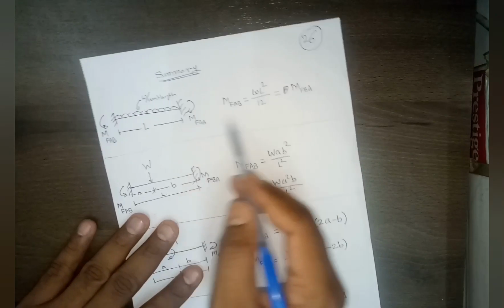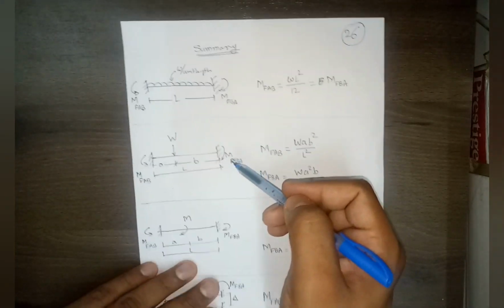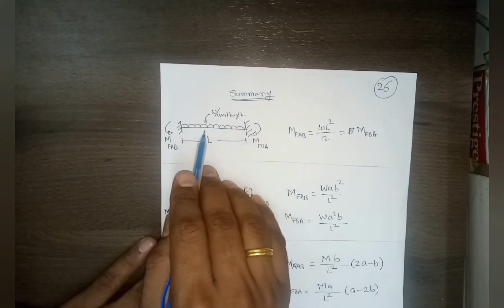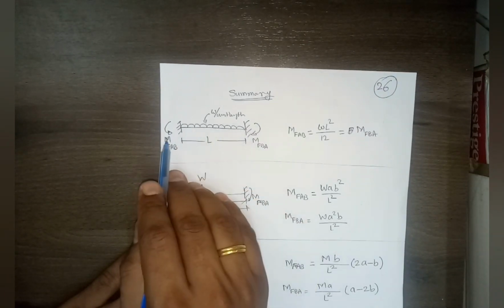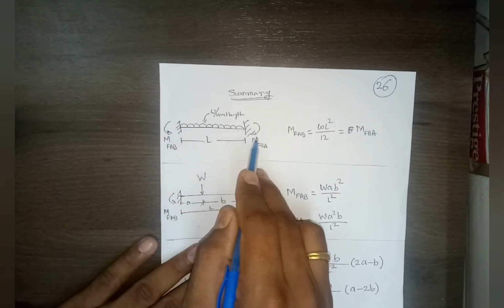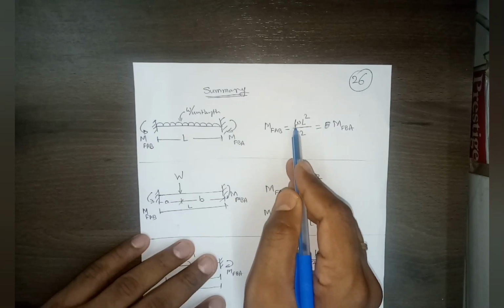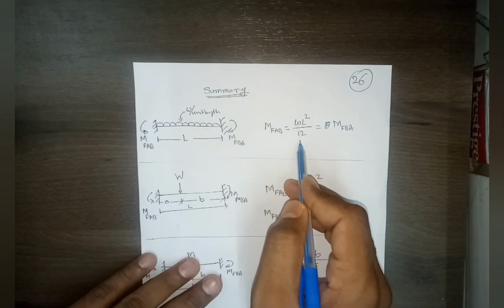So I am just summarizing the four cases that we have derived. First, due to UDL, the fixed end moment here will be an anti-clockwise moment, and here a clockwise moment, and both will have a magnitude equal to WL square by 12.